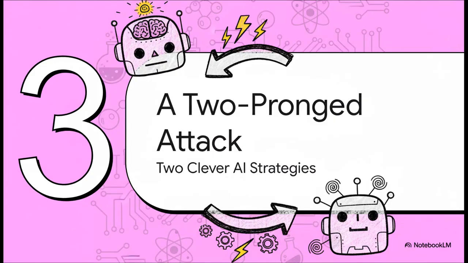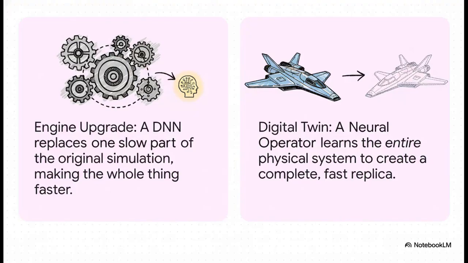Now, what's so clever about this research is that they didn't just build one type of AI apprentice. Nope. They actually developed two totally distinct and really smart strategies to speed things up. So the first path is what you could call an engine upgrade. They use a pretty standard deep neural network to find the single slowest part of the original simulation and just replace it with the AI. The second approach is way more ambitious. It's a full digital twin. For this, they used a different kind of AI called a neural operator, which is special because it's designed to learn the entire underlying physical equation. It's perfect for building a complete fast replica of the whole system from the ground up.